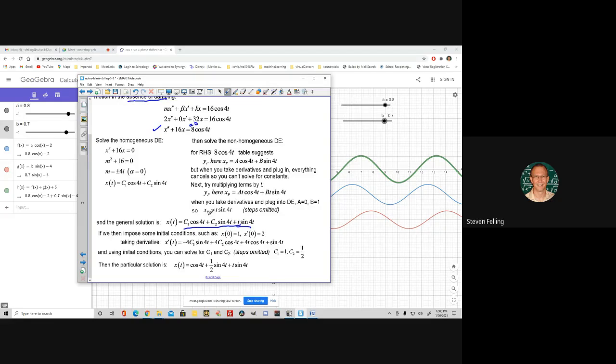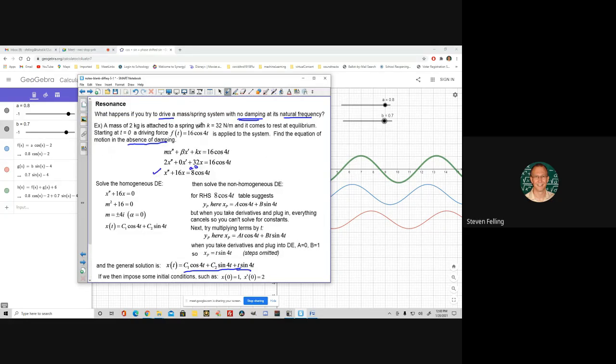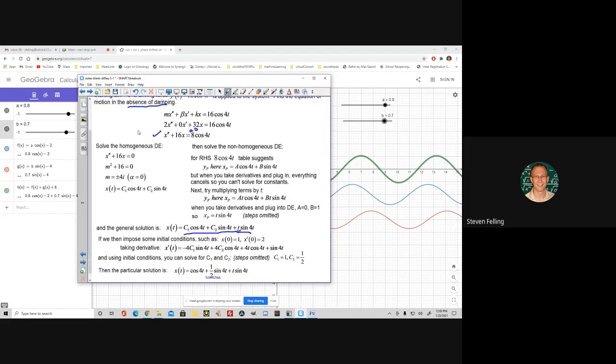Okay, and then we have some initial conditions. We didn't specify it up here, but it does come to rest at equilibrium. So at t equals 0, we have some initial displacement. Let's go ahead and impose some initial conditions to continue the problem. Let's say that I'm displacing this 1 meter downward at time 0, and I'm also throwing it downward with a 2 meters per second initial velocity.